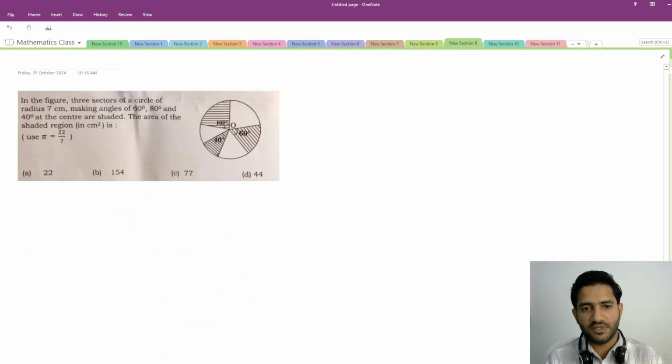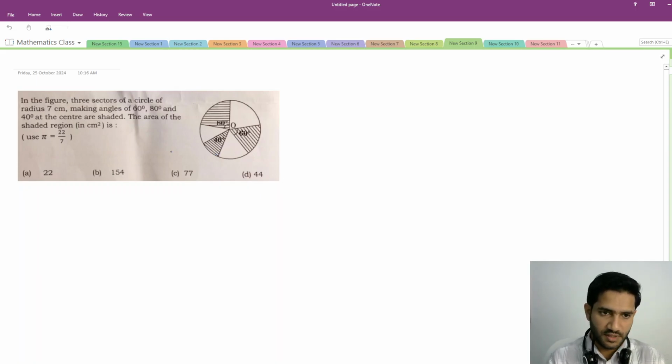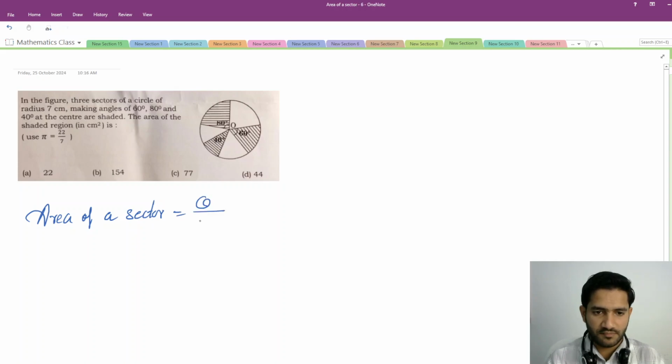Now look at here, again from the chapter areas related to circles. In the figure, a circle is given and the central angle of each sector is given: 60, 80, 40. We need to find the area of the shaded region. So what is the area of a sector? Area of a sector is equal to theta by 360 pi r square. Here we have 3 sectors with different angles.